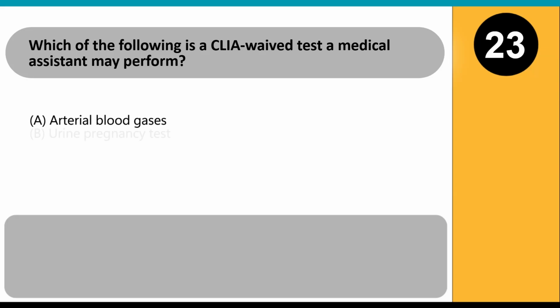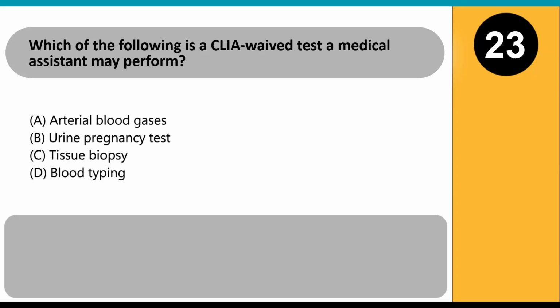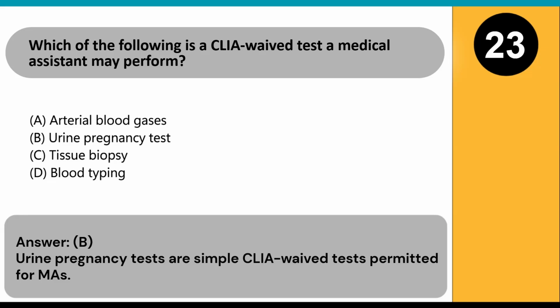Which of the following is a CLIA-waived test a medical assistant may perform? A. Arterial blood gases. B. Urine pregnancy test. C. Tissue biopsy. D. Blood typing. Answer: B. Urine pregnancy tests are simple CLIA-waived tests permitted for MAs.